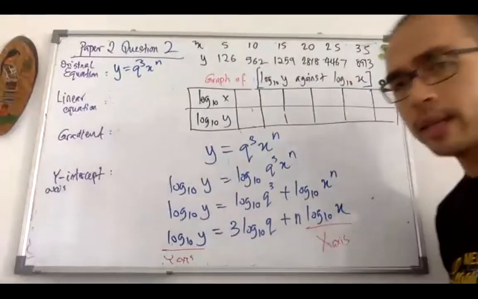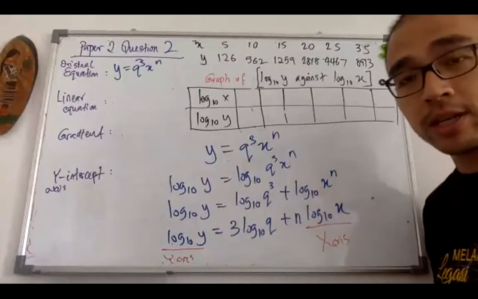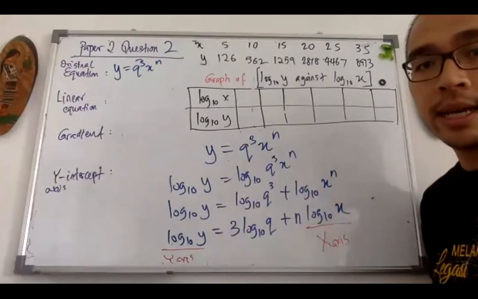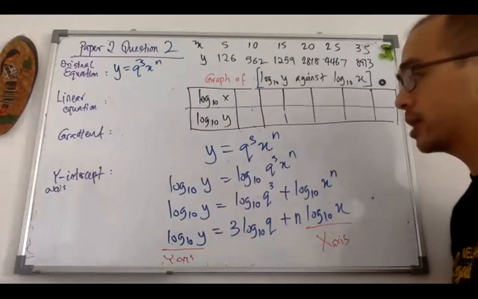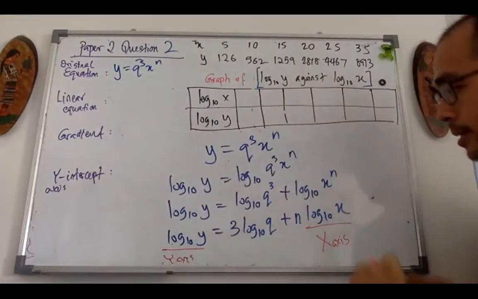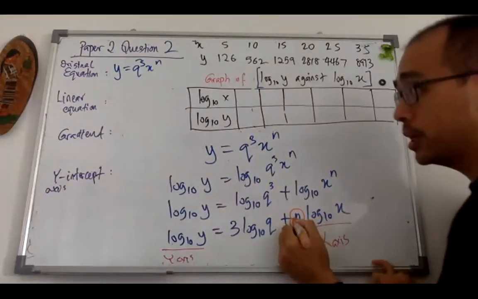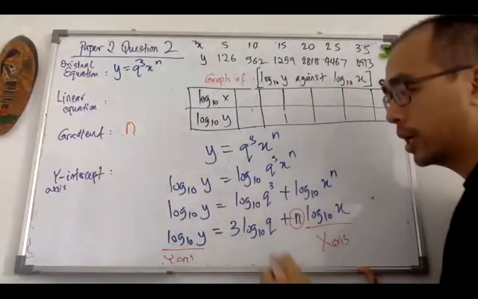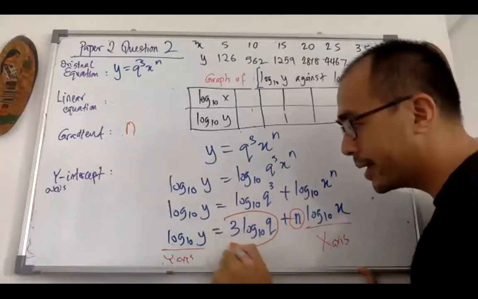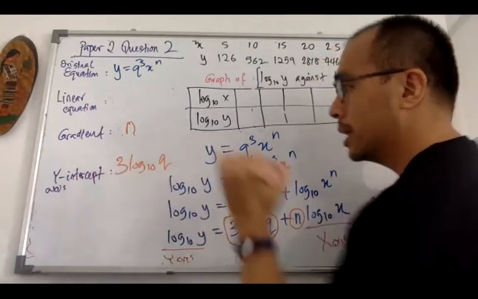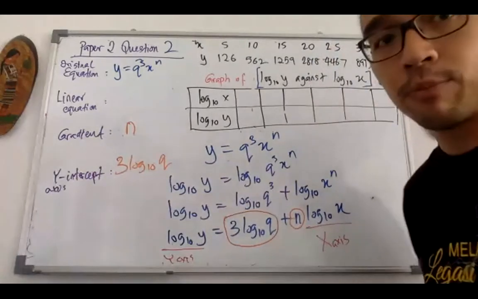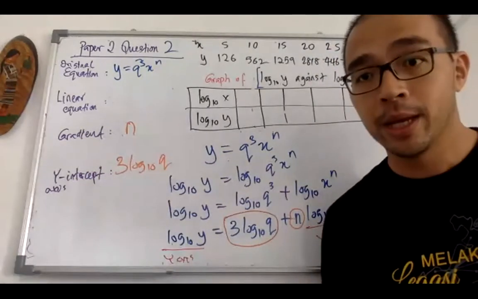If you want a shortcut, you can, no problem. I'm showing it step by step because not everybody understands it straight away after one go. You need to do it step by step for the benefit of everybody else. So this has to be the gradient, and this whole thing, 3 log 10q, is the y-intercept, as Putri very rightly pointed out.